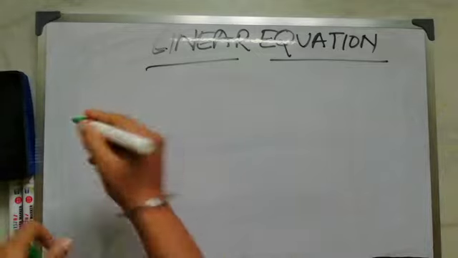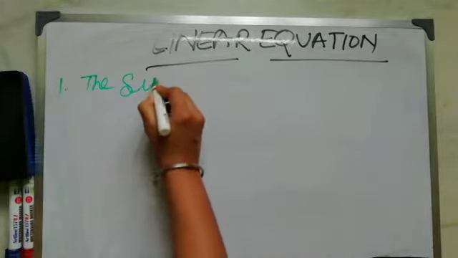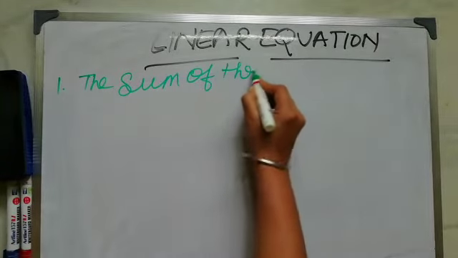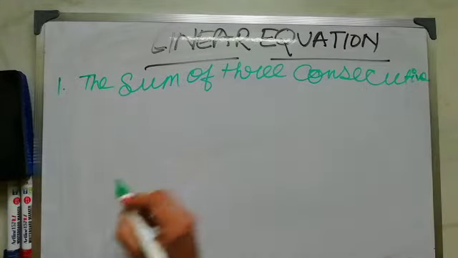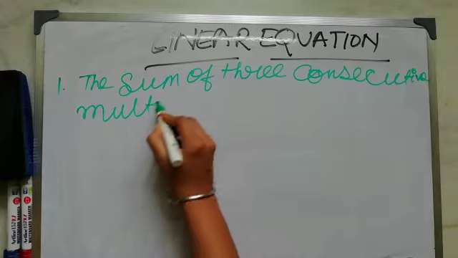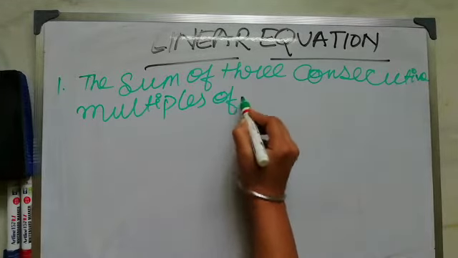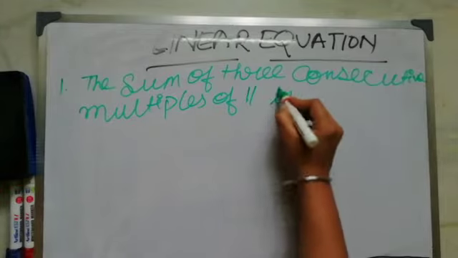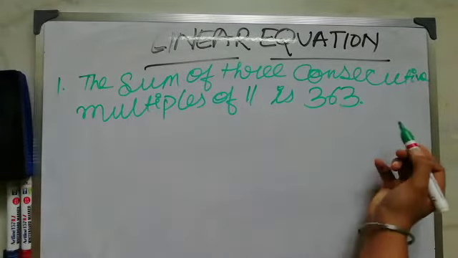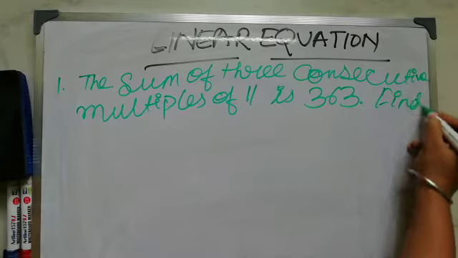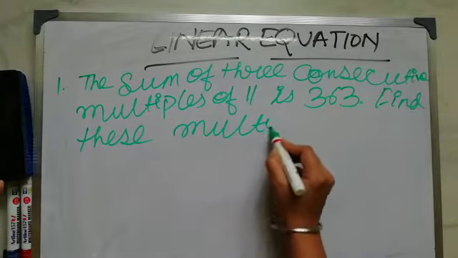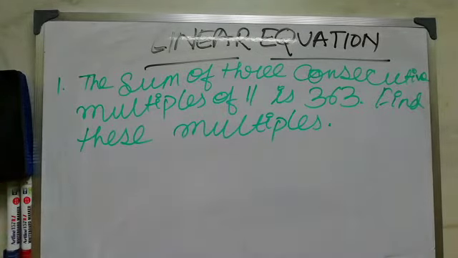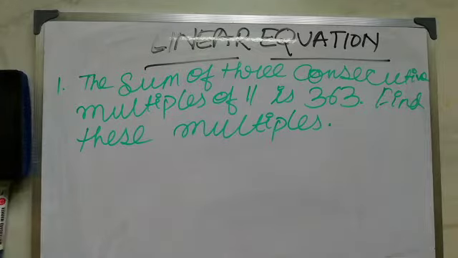So our first problem is, if the sum of three consecutive multiples of 11 is 363, then find these multiples.